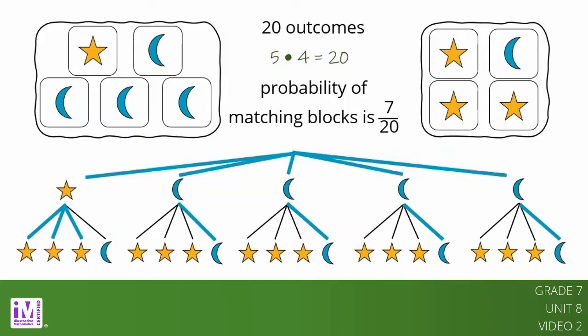In general, if all outcomes in an experiment are equally likely, then the probability of an event is the fraction of outcomes in the sample space for which the event occurs.